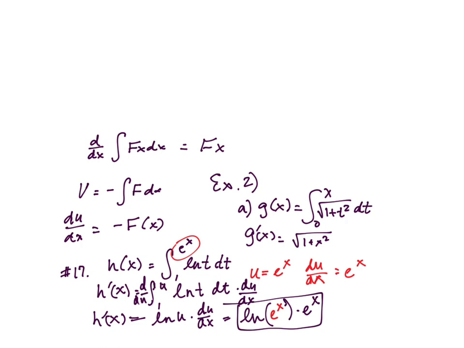What's the natural log of e to the x? 1 over x. That's the derivative of the natural log. Just x, right? Natural log of e to the x is just x. So your final answer here is x e to the x. This is number 17 from your homework.